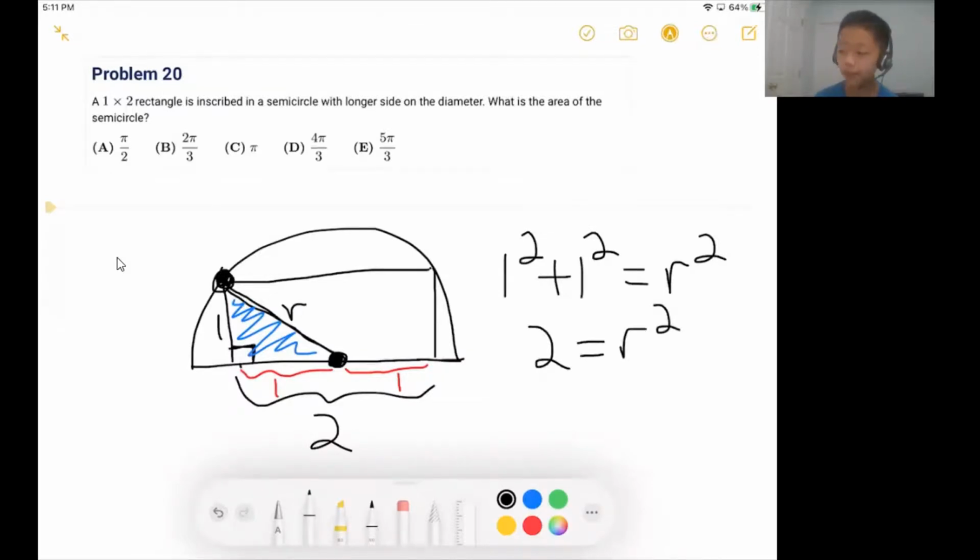So now we know what the radius of the semicircle is. The radius is the square root of 2. But again, the question is asking for the area of the semicircle, but luckily that's pretty easy to get once we know the radius.